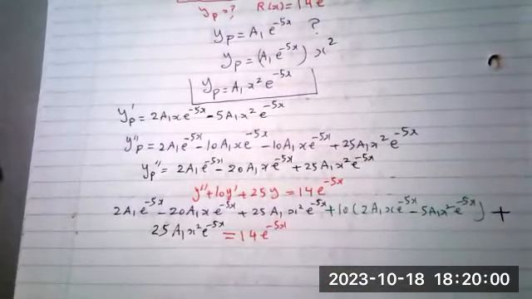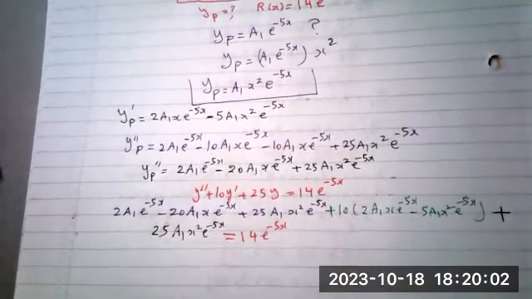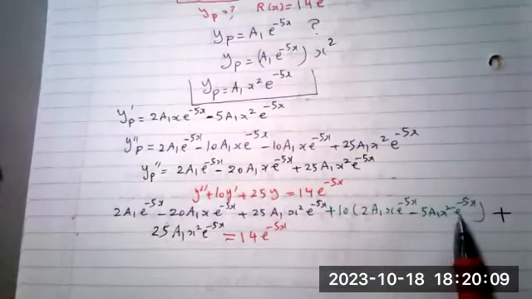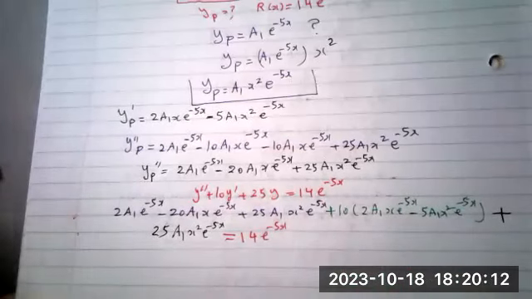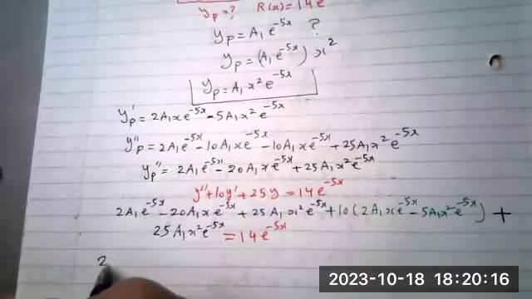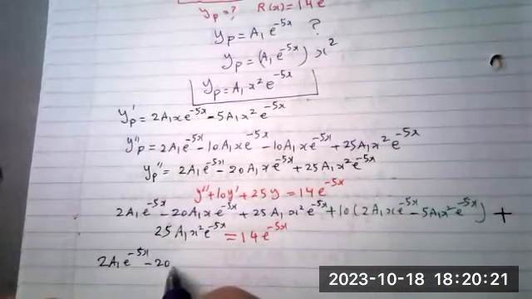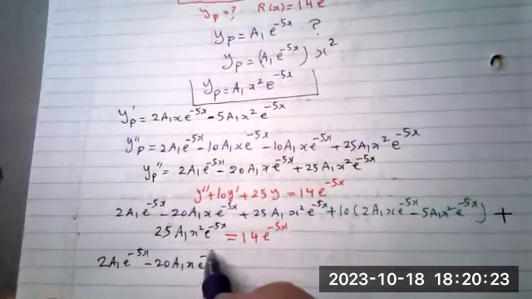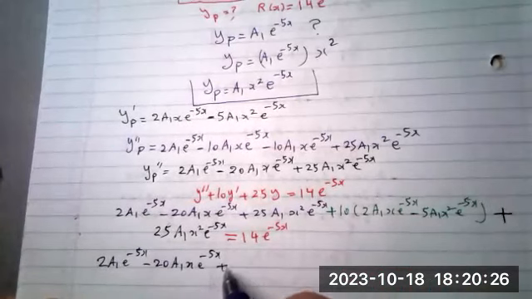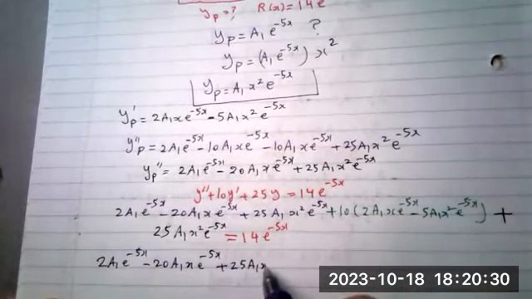It would be simplified quickly. Then you drop e to the negative 5x, and then you get the job. But you have to multiply the 10 inside and do the simplification. So this is how we continue. We get the 2a1 e to the negative 5x and the minus 20 a1 x e to the negative 5x, and this is plus 25 a1 x squared e to the negative 5x.